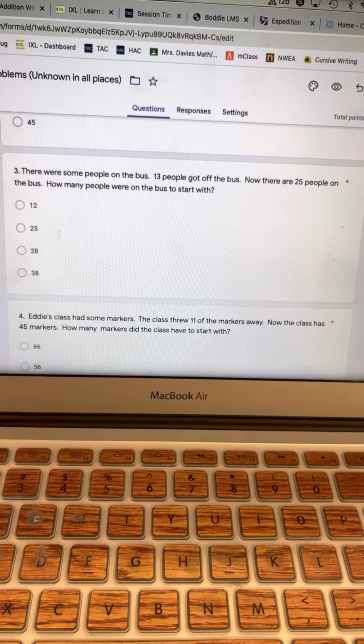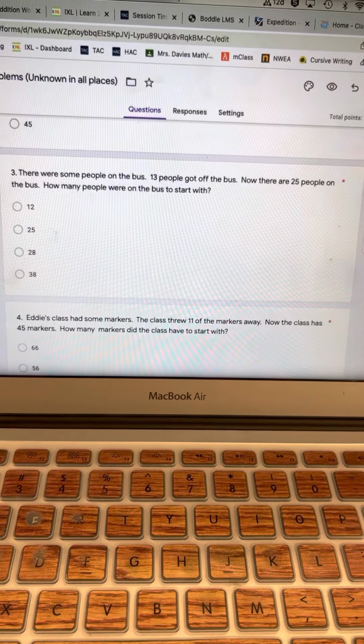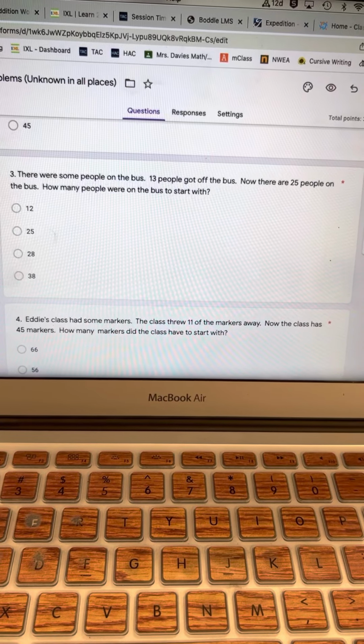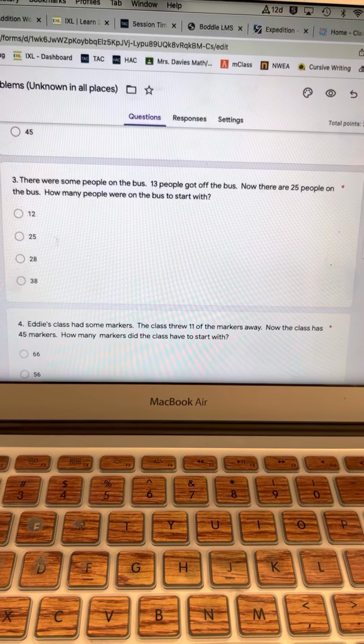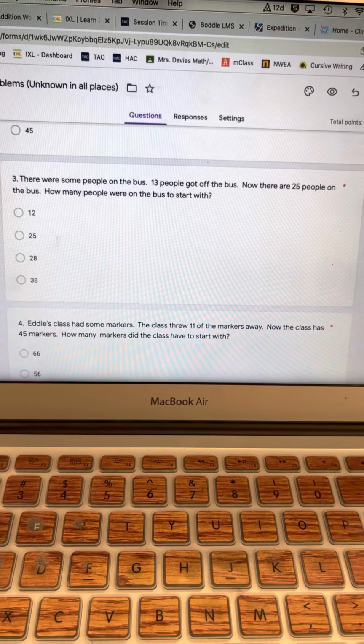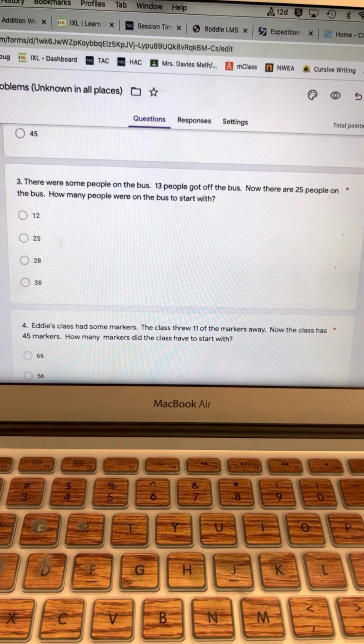Number 3, there were some people on the bus. 13 people got off the bus. Now there are 25 people on the bus. How many people were on the bus to start with?